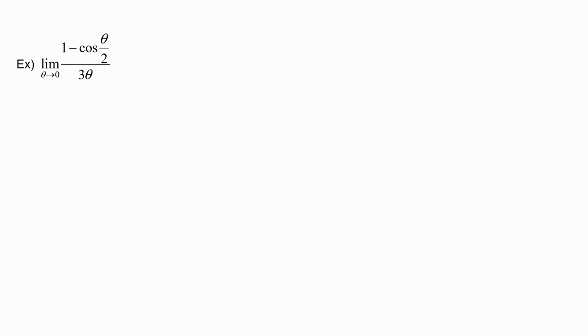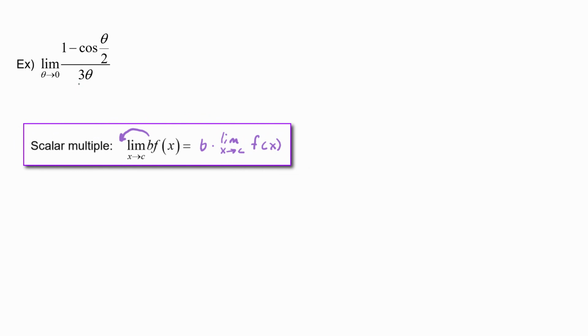The first thing we notice is that we can use the scalar multiple rule to bring this 3 that's in the denominator out front. So this is going to equal 1/3 times the limit as theta goes to 0 of 1 minus cosine theta over 2, over theta.